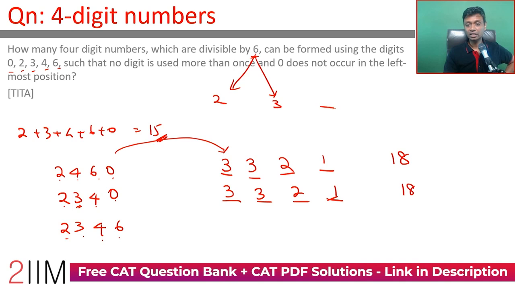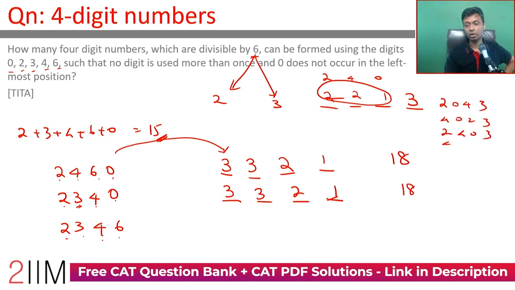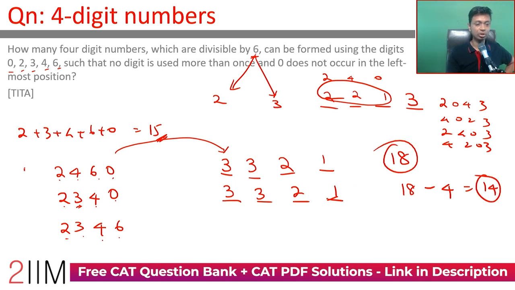Of this 18, there will be some combinations where the last digit is 3. And that means 2, 4, 0 go here, but 0 cannot go into the first slot. So 2 possibilities here, 2 possibilities here, 1 possibility here. 4 such numbers are possible. We're talking about 2, 0, 4, 3; 4, 0, 2, 3; 2, 4, 0, 3; 4, 2, 0, 3. Subtract these 4, 14 numbers are possible. And so 18 numbers with these digits, 14 with these digits.